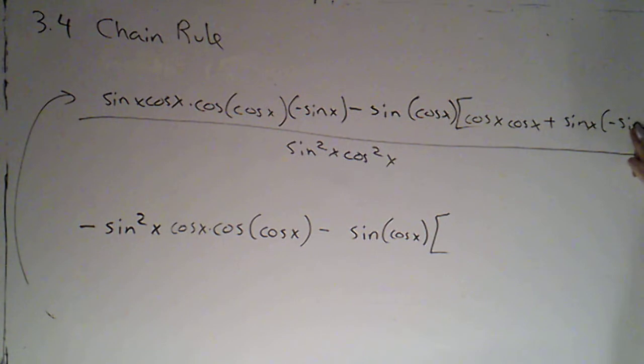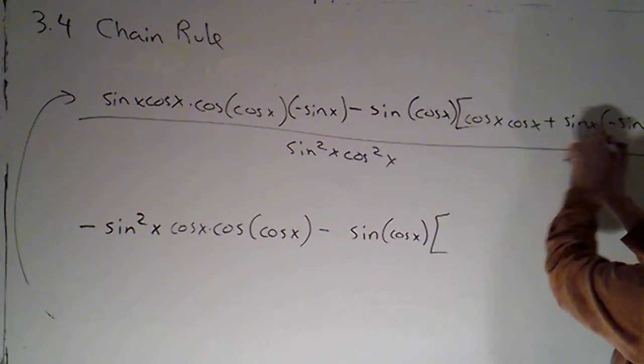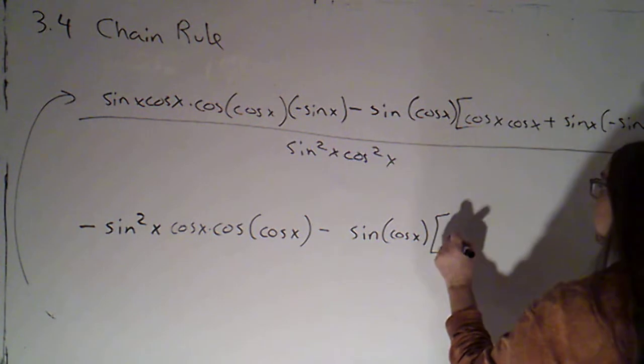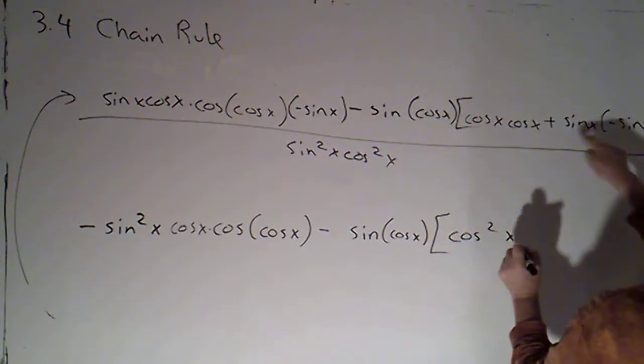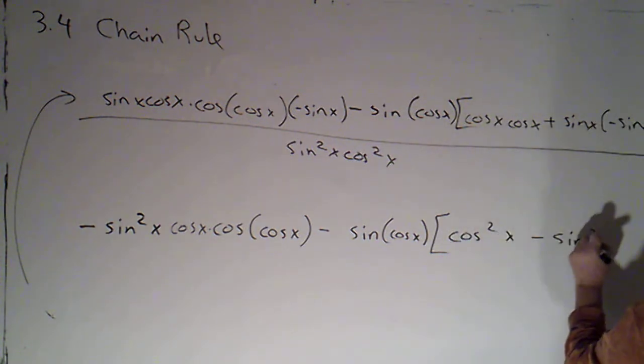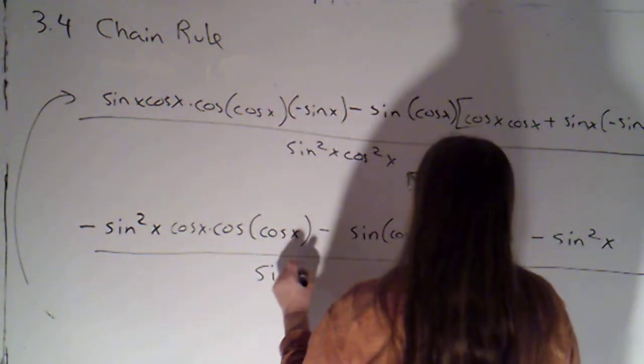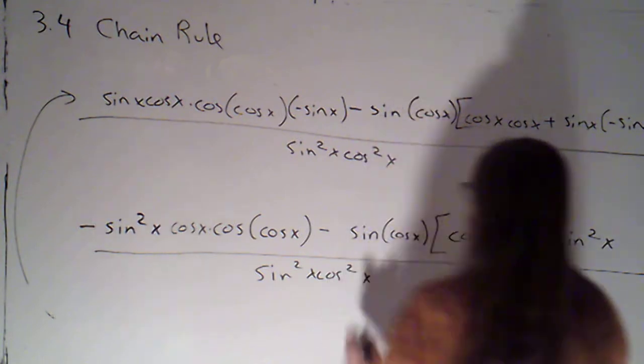In these brackets, I'm going to just do the same thing. I'm going to bump that negative to the front of this term. Not to the front of the whole thing, because the negative doesn't apply to the cosines. I can write that, since each cosine is evaluated at x, that's cosine squared x, and then it becomes minus sine squared x, all over sine squared x cosine squared x.